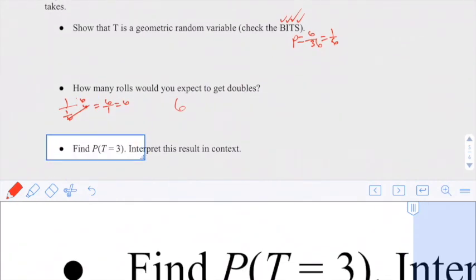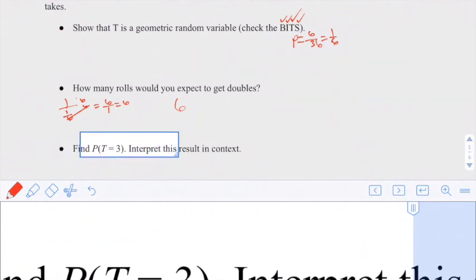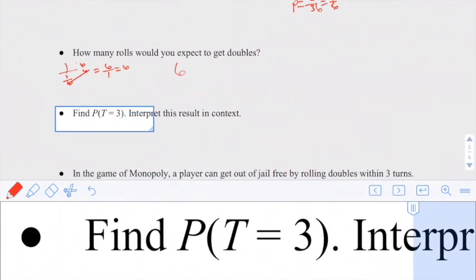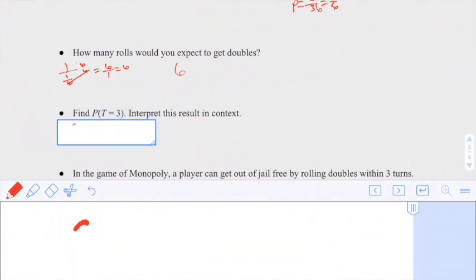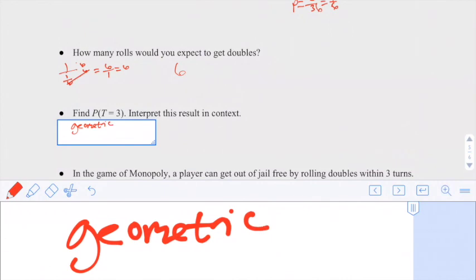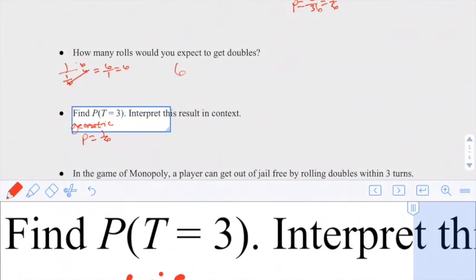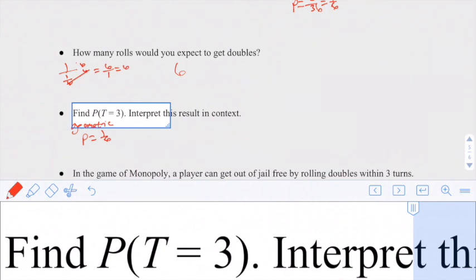Find the probability t equals 3 and interpret this result in context. So on our calculator, we're going to use a geometric. There's our distribution name. We need our parameters. The only parameter on this one is 1/6. And there's our probability statement. They already did it for you. Since it's equals, we're going to use PDF.